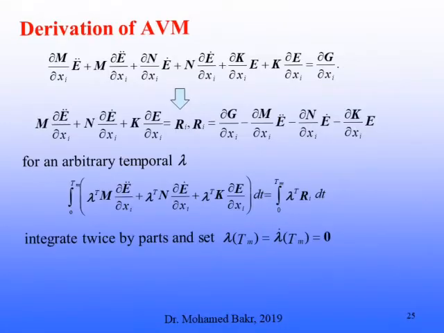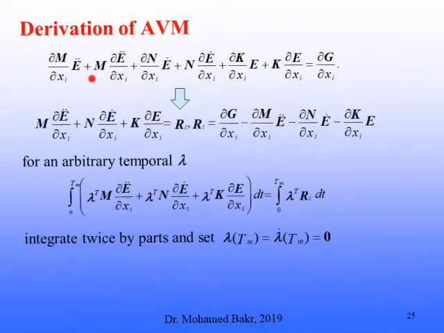The derivation of the adjoint variable method is not really that long, but it requires some manipulations. What you have to do is take the system that we have earlier and differentiate it relative to the parameter xi, and the xi can be any one of our parameters. So i here can be from 1 up to n, where n is the number of parameters. So the system that we have, which is M E double dot plus N E dot plus K E is equal to G, we're going to differentiate both sides relative to xi.